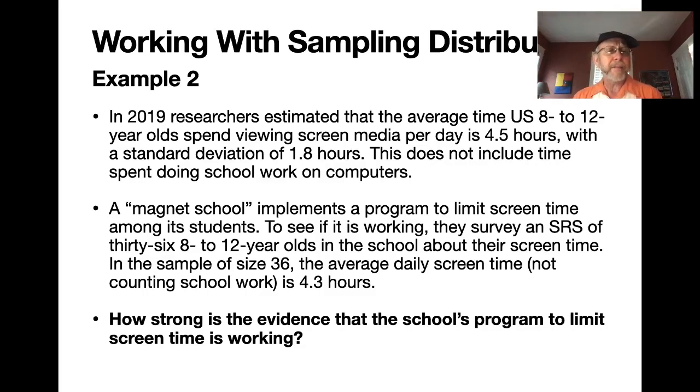But that average of 4.3 that you saw could be just bad luck. Through luck of the draw, you could have had an overrepresentation of students in the sample who spent less time on their tablets and phones than average. And that could explain why the sample average was 4.3, even if the true mean in the school were still 4.5. In other words, even if the program weren't working at all, you might still see a sample average of 4.3 or less just through random luck of the draw. So how could you quantify this sort of argument?